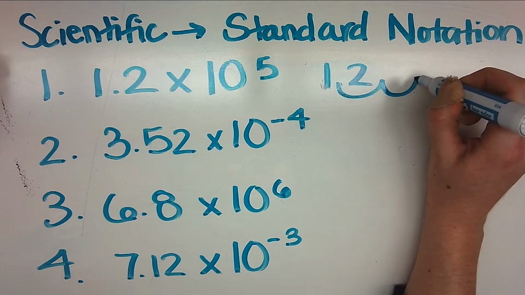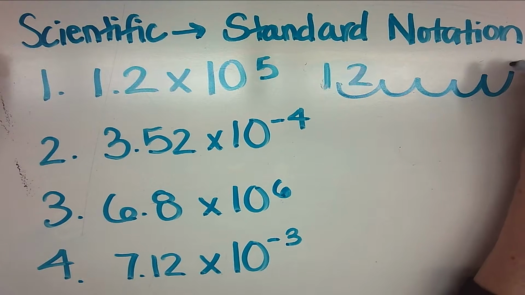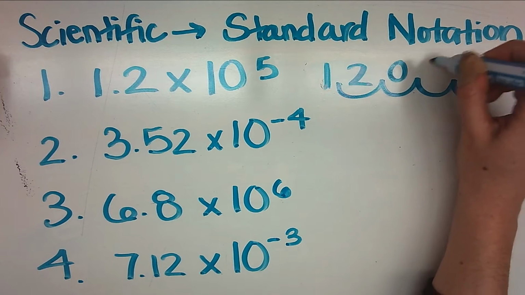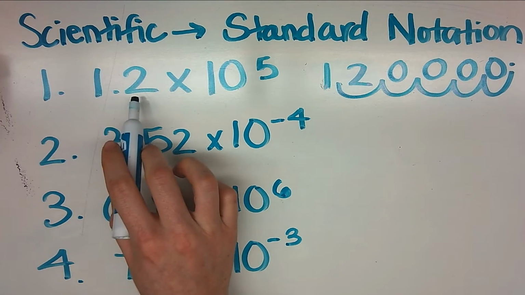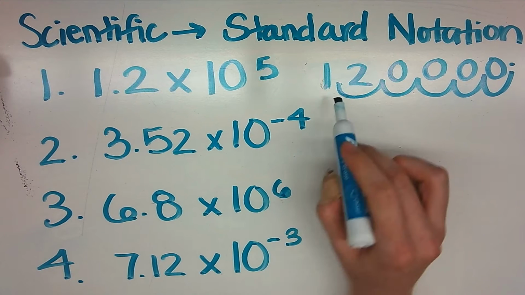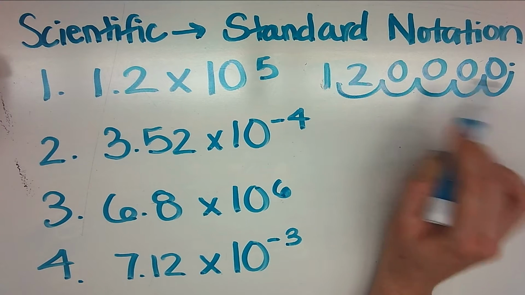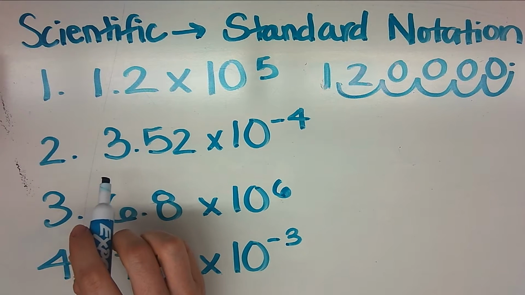So 1, 2, 3, 4, 5. I'm going to fill in the holes with my zeros. So 1.2 times 10 to the 5th expressed in standard notation is 120,000. Let's try number 2.